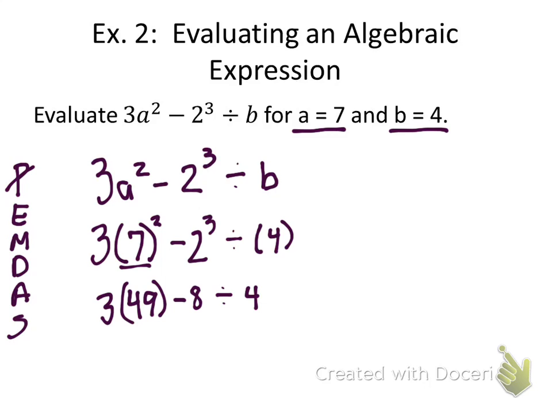Continuing on, 3 times 49 is next, which is going to be 147. Negative 8 divided by 4 is negative 2. So the answer is equal to 145.